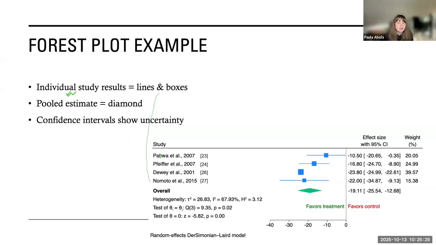Finally, notice the heterogeneity statistics. On the bottom there where it says overall, there is the I-squared value. In this case, it's 67.93%, which tells us that there is substantial variability between the studies. That means that while the overall effect is significant, we should still be cautious because the studies aren't perfectly consistent. And the p-value for heterogeneity is 0.02, again confirming that variability is more than we would expect by chance.